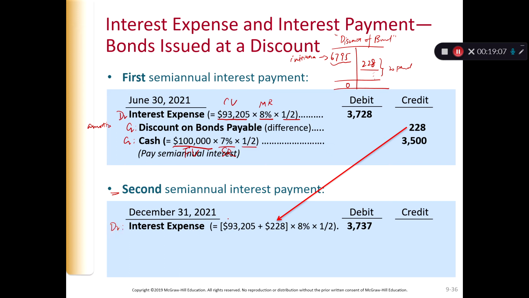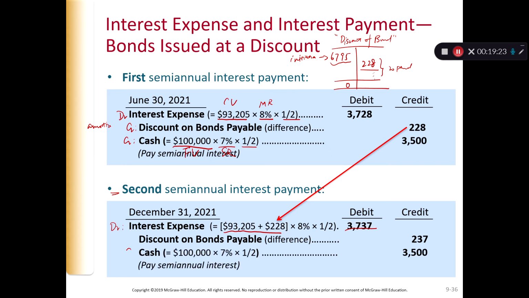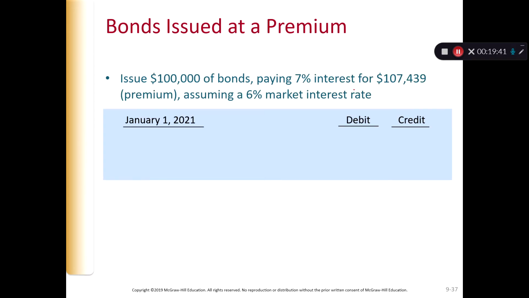Debit the interest expense. The carrying value has grown from 93,205 by $200 more, and then multiplied by 8%, it becomes 3,737. At the same time, you will pay cash at the stated amount of 3,500, and then you will credit discount on bond payable for 237 for the second period, right? So go back and forth for 20 periods, you will find the discount on bond will be exhausted to 0. Okay, so this is what we said about the bond issued at a discount.